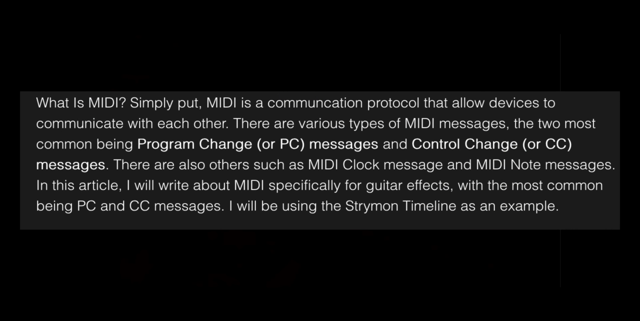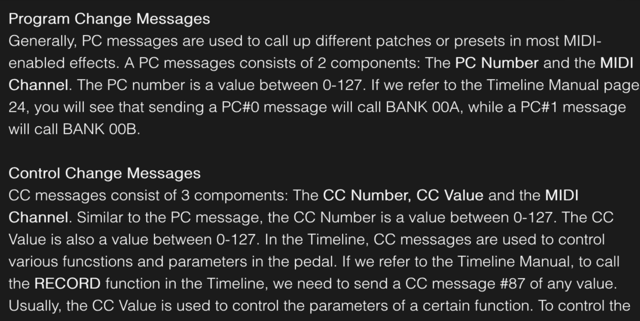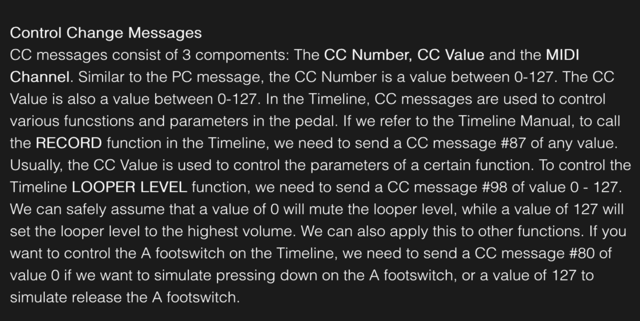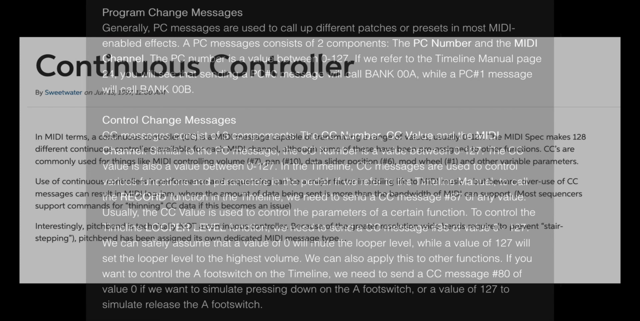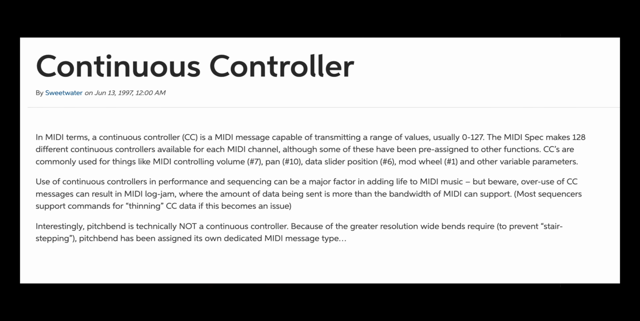You can send program change commands or control change commands. When you use PC or program change commands, you're telling the external gear to switch to a specific preset. When you use CC commands or control change commands, you're telling the external gear to do a specific command. Turn up the reverb mix, turn down the gain, turn up the master volume, change the tempo and the delay, and so on. Now, some of you may refer to control change commands as continuous controller commands.